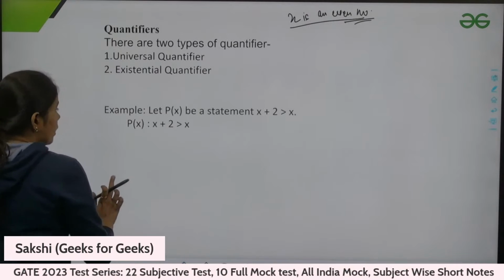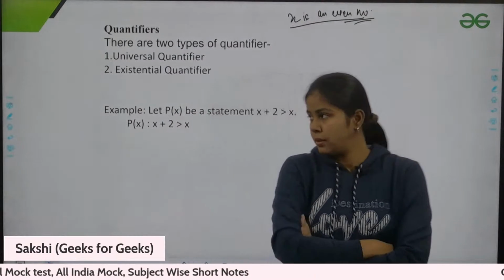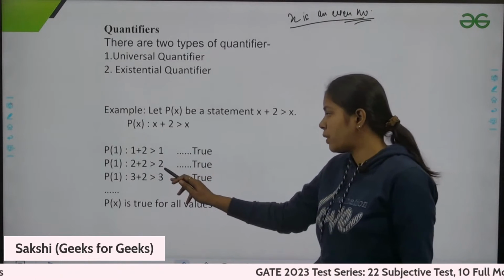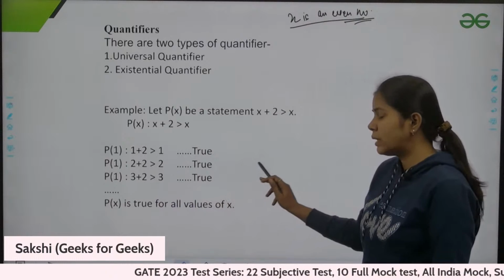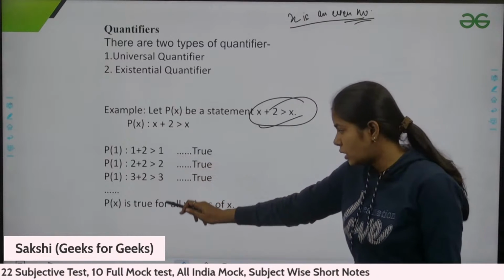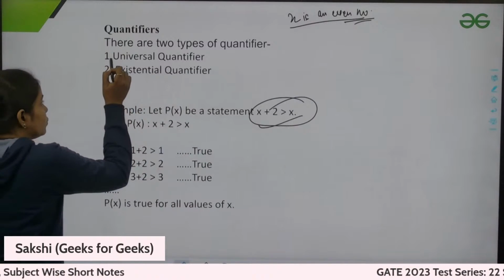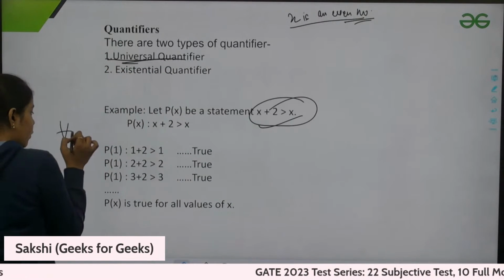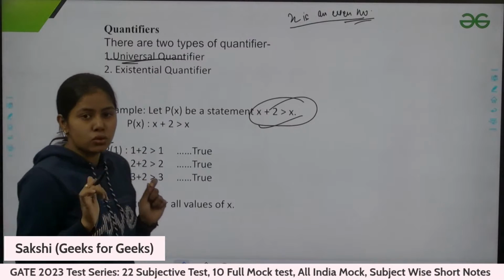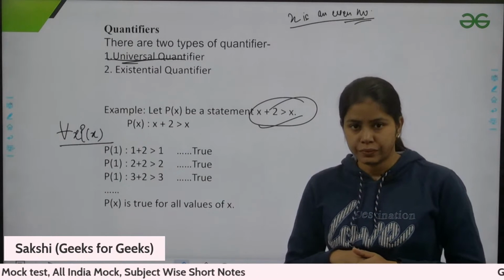How do they work? Let's suppose we have the statement P(x), which says that x plus 2 is greater than x. Let's check. If I take x equal to 1, 1 plus 2 is greater than 1, true. 2 plus 2 is greater than 2, true. 3 plus 2 is greater than 3, true. So if you look at this statement, it is true for every x. I can check that P(x) is true for all values of x, right? So that's where we use our universal quantifier. If I write "for all x, P(x)", that means it is true for every value of x, right?